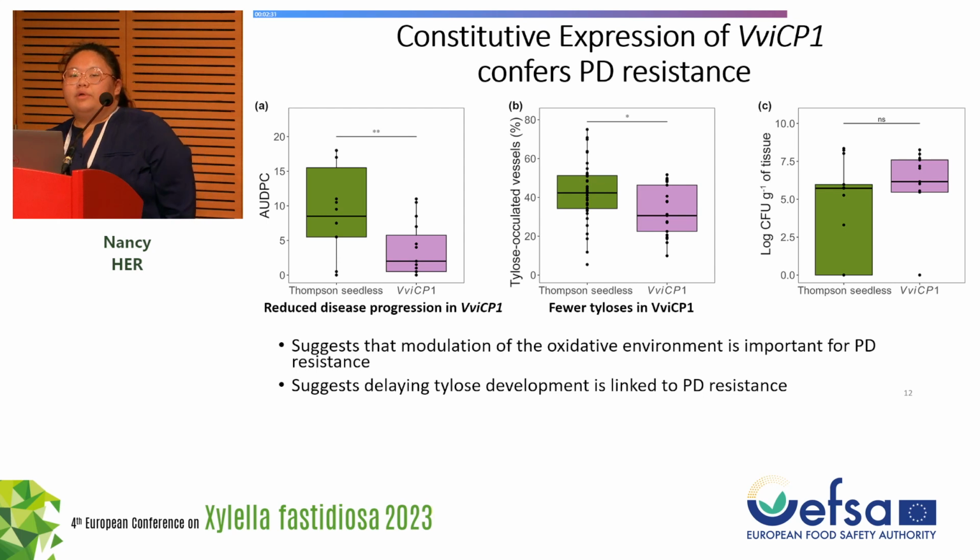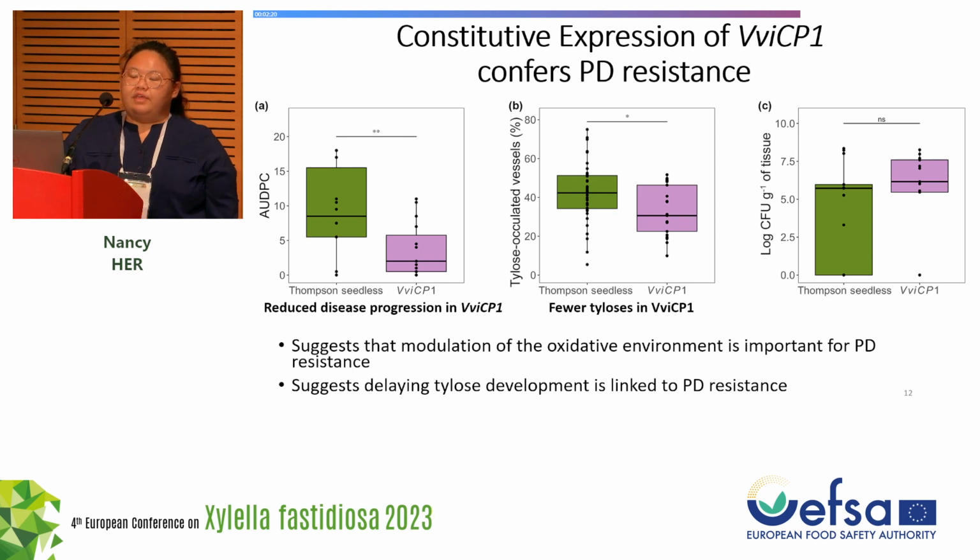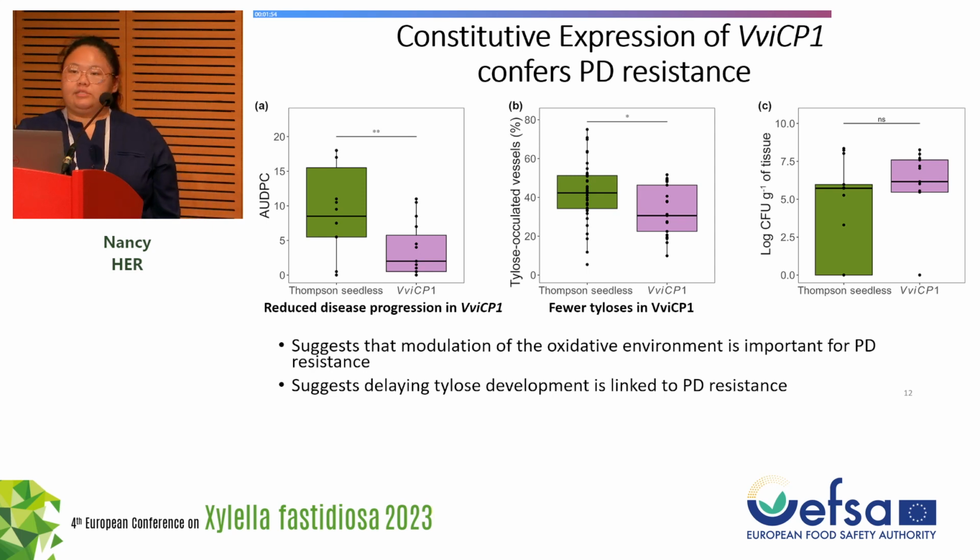So we constitutively expressed VVICP1 in vines, and it did show PD resistance. If you look at the area under the disease progression curve, the VVICP1 plant showed lower disease progression compared to Thompson seedless, so VVICP1 reduced disease progression. There are fewer tyloses in VVICP1 compared to Thompson seedless, whereas the titer is relatively the same for both. So this suggests that modulation of an oxidative environment is important for PD resistance, as well as for delaying tylosis development, which is linked to Pierce's disease resistance.